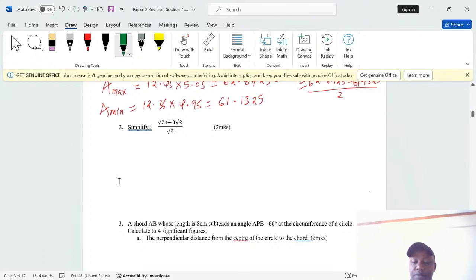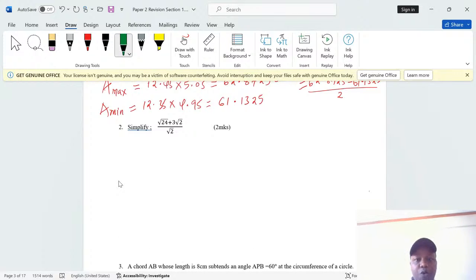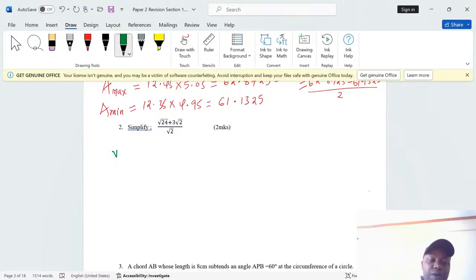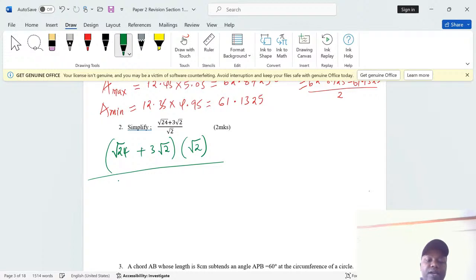And therefore, because it's only one term, we cannot multiply with the conjugate. So we are going to multiply with the denominator, both at the denominator and at the numerator. This is what I mean. We need to take the root of 24 plus 3 root 2. Then we multiply by root 2, divide by root 2 here, which also has to be multiplied by root 2. So we multiply by root 2, both the numerator and the denominator.